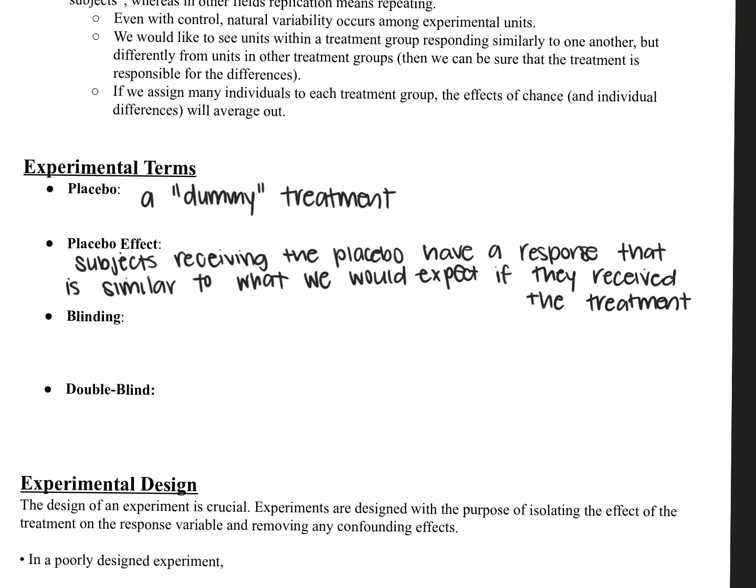One way to help limit that is with replication. That way you have a lot more people in each group, so the placebo effect is minimized as much as possible. We then have something called blinding and double blind. Blinding is something that is very important in an experiment. It is specific to humans, not just anything else. These are specific to when you're using humans.